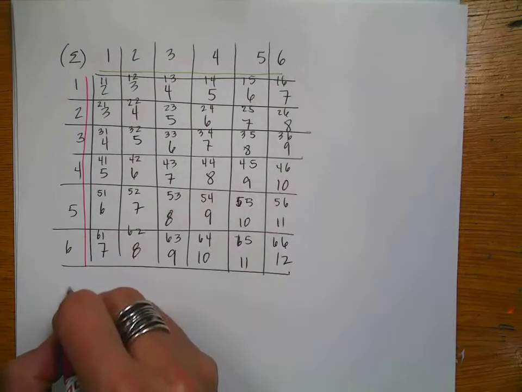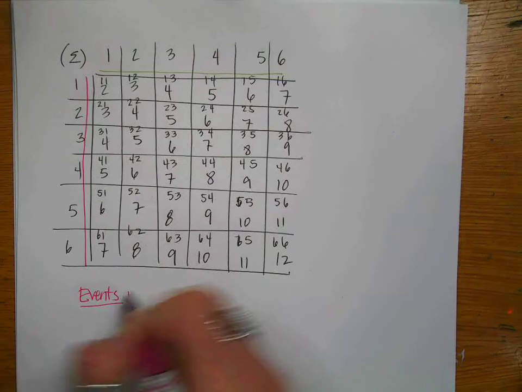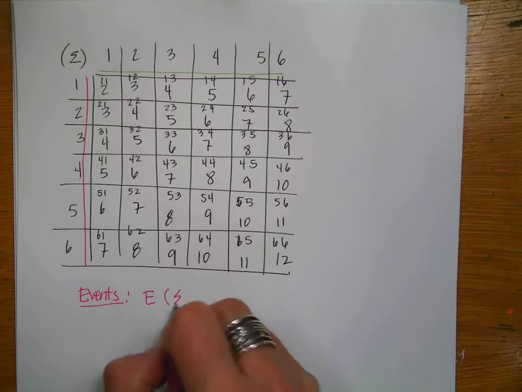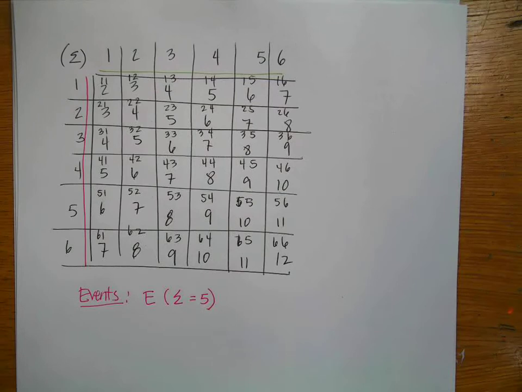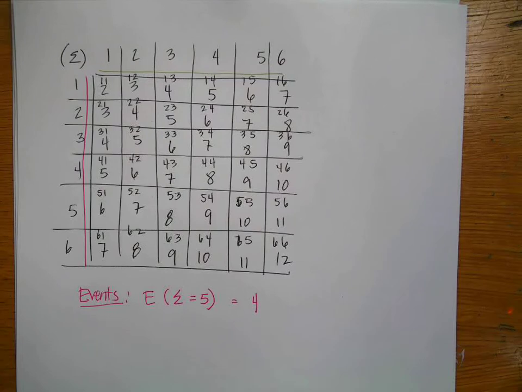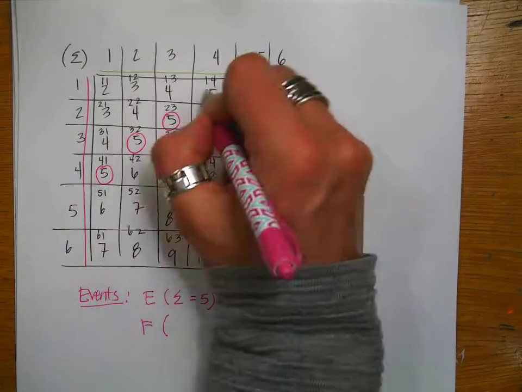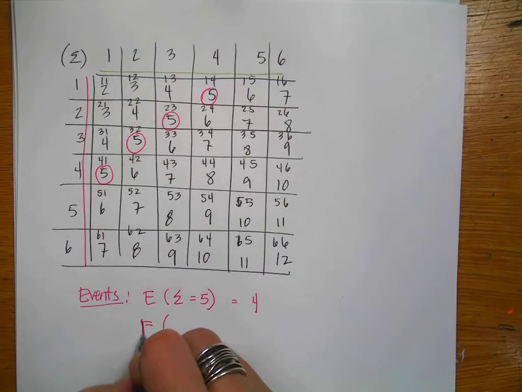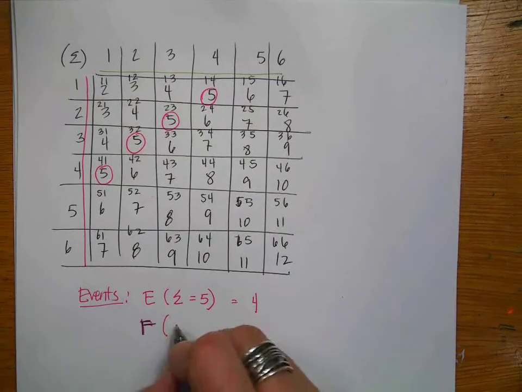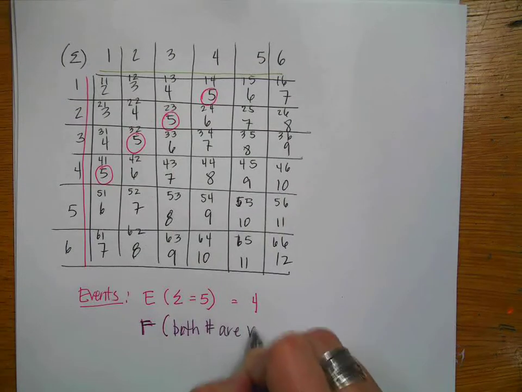Okay, so let's say I wanted to define my events. So I'm going to say event E is that the sum is equal to 5. Well, if I look at that, there are 1, 2, 3, 4, so that's going to be 4. Okay, and then I'll change colors with each one because we're going to need to know that. So let's make F purple, and F is going to be that both numbers are even, and that means on the die both numbers are even.